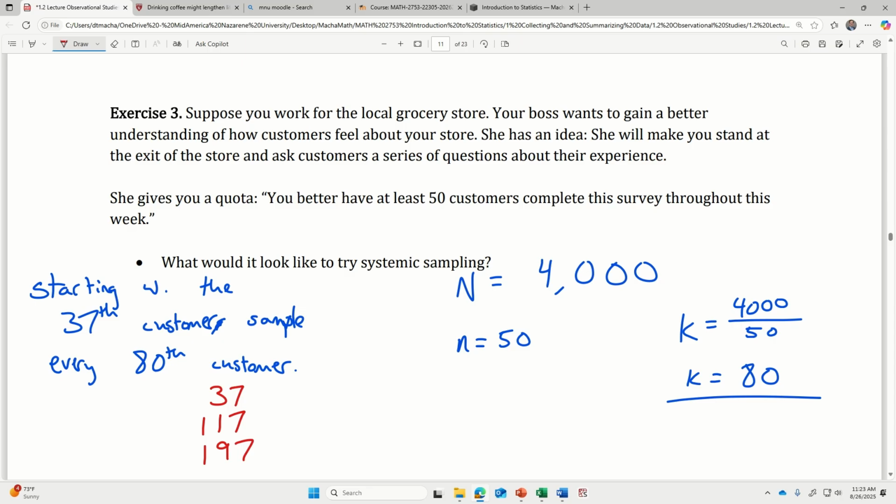And this is, like I said, a compromise. It's not a perfect simple random sample, but this is way better than grabbing all of the customers between 7 and 8 a.m. It's going to space them out throughout the week, and that's probably a better idea. That's called systematic sampling.